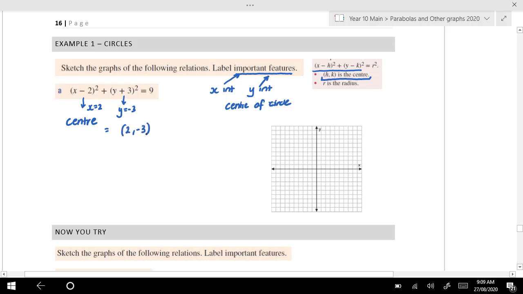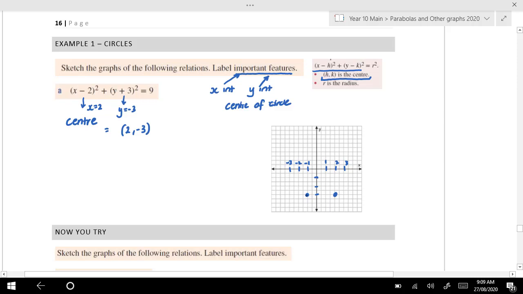Now let's go ahead and mark that on the graph. Let's call that 1, 2, 3, and so on, and minus 1, minus 2, minus 3. So let's go 2, negative 3. Let's go 1, 2, 3. So I want to put my center of the circle there. Now, of course, we've got a radius of 3. So let's draw the edges of the circle. If it's a radius of 3, it's going to come out to here.